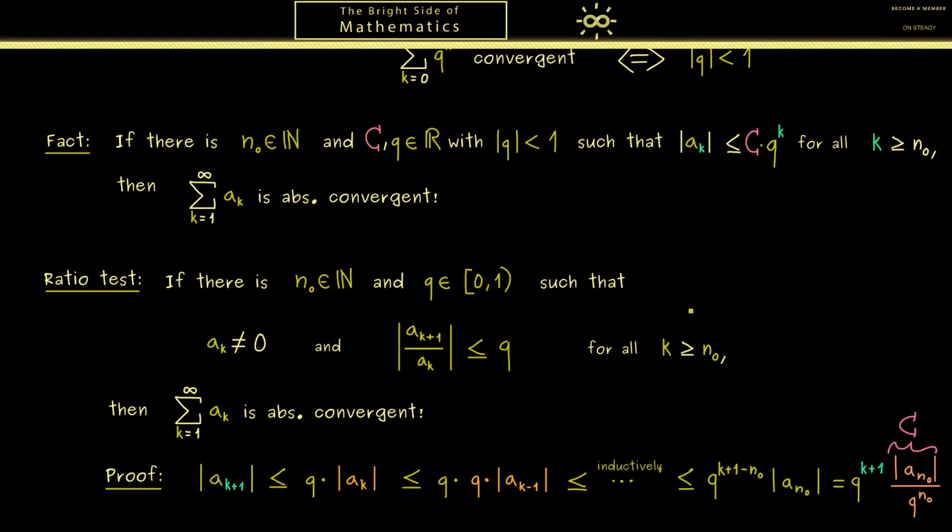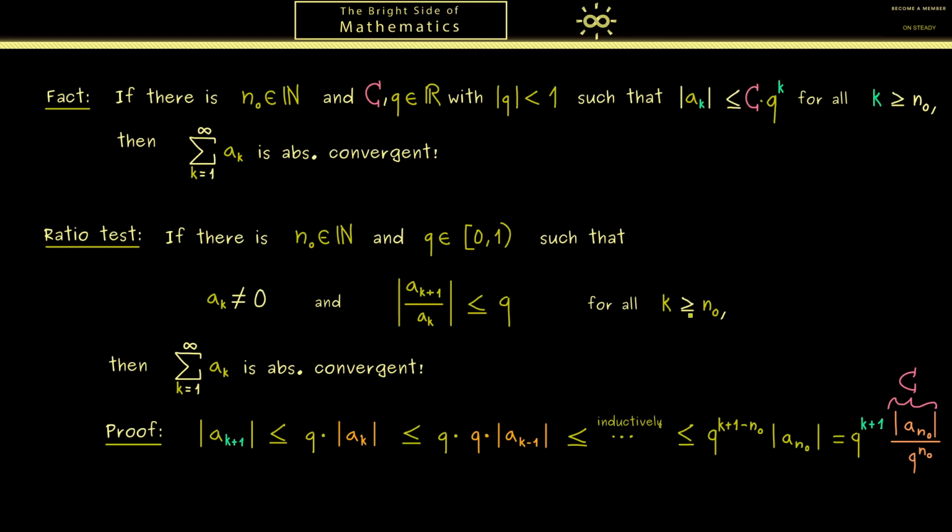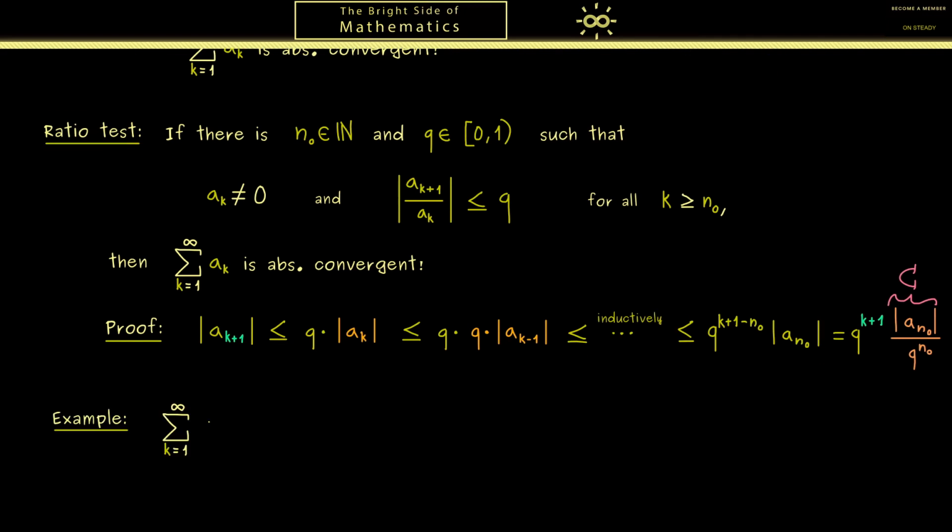Okay, so now let's demonstrate how helpful this test can be with an example. Here let's consider the series with 1 over k factorial. The question for you is now, is this a convergent series? Now because there is a fraction involved, maybe the ratio test gives immediately an answer.